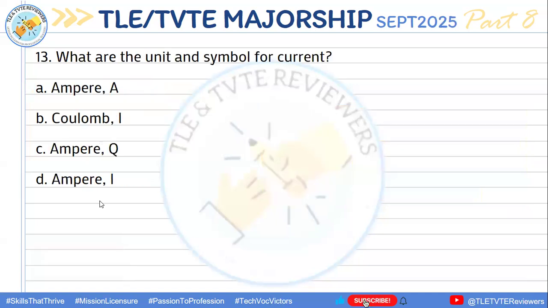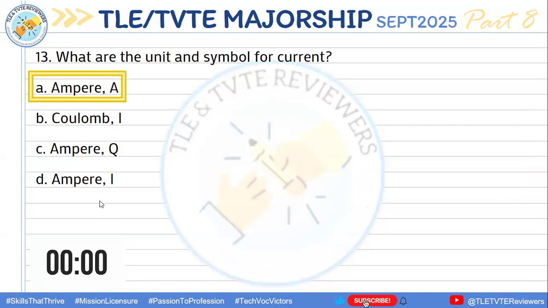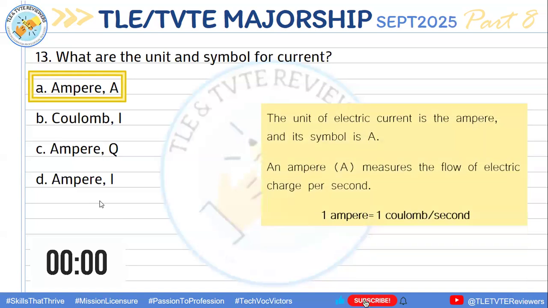Number 13, what are the unit and symbol for current? A, ampere, letter A, letter B, coulomb, letter I, letter C, ampere, letter Q, or D, ampere, letter I. Answer letter A, ampere, that's letter A. The unit of electric current is the ampere and its symbol is A. An ampere measures the flow of electric charge per second, that's 1 ampere, equivalent to 1 coulomb per second.